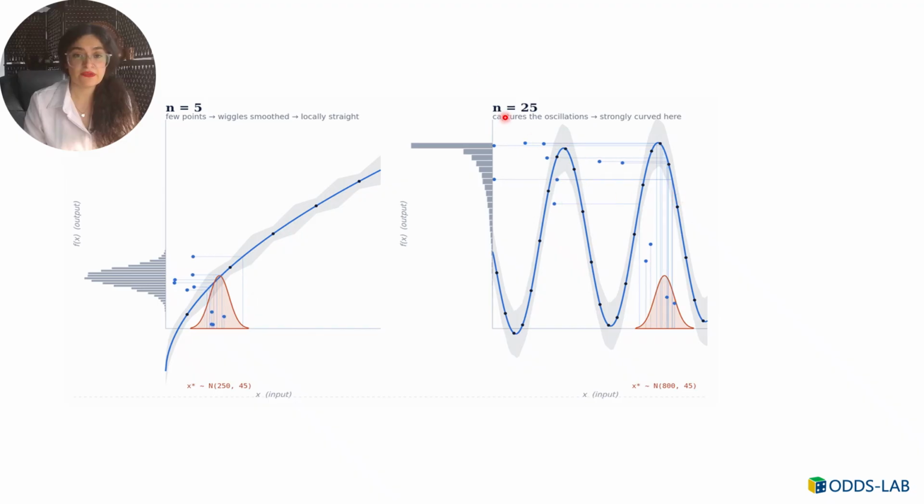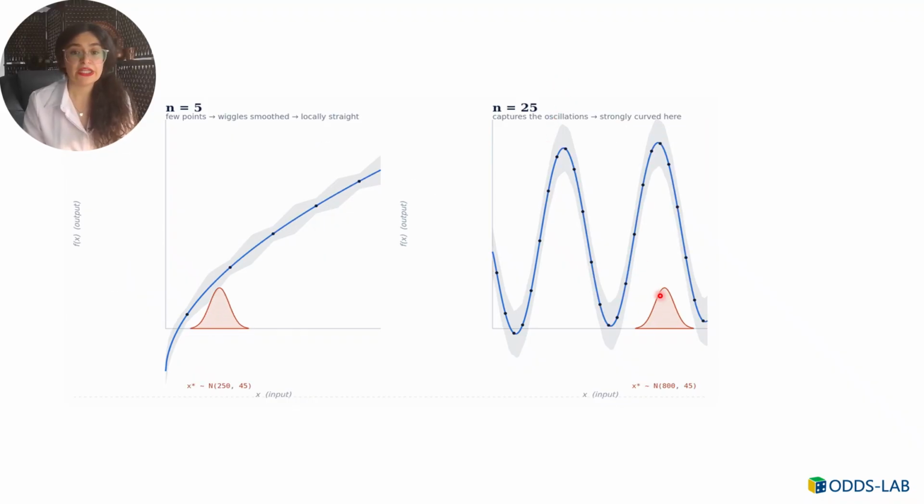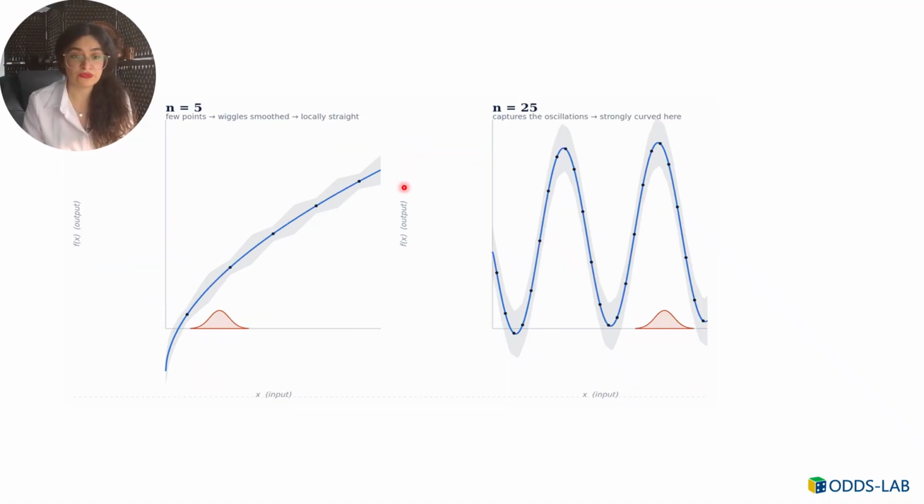However, for the case that we have 25 samples and we were able to capture the true function's variation, the output distribution considerably deviates from normality. So the same normal input distribution ended up with two different output distributions.